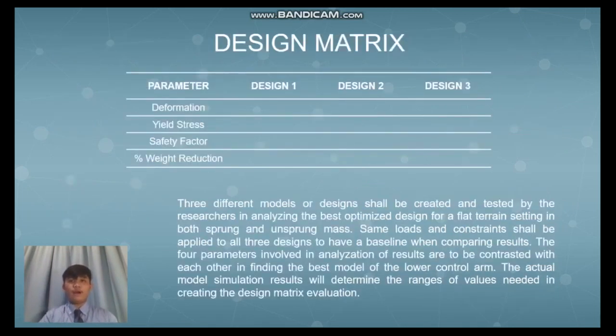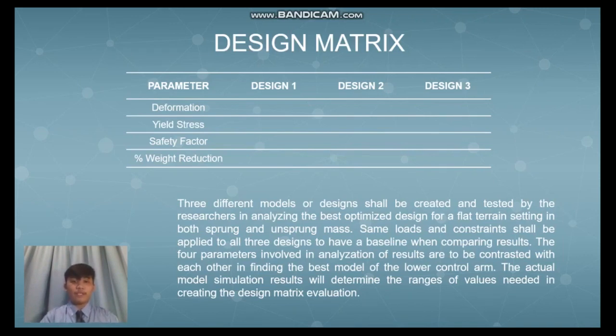So here, for the design matrix, this is the output table. Three different models or designs shall be created and tested by the researchers in analyzing the best optimized design for a flat terrain setting in both sprung and unsprung mass. Same loads and constraints shall be applied to all the three designs to have a baseline when comparing results.